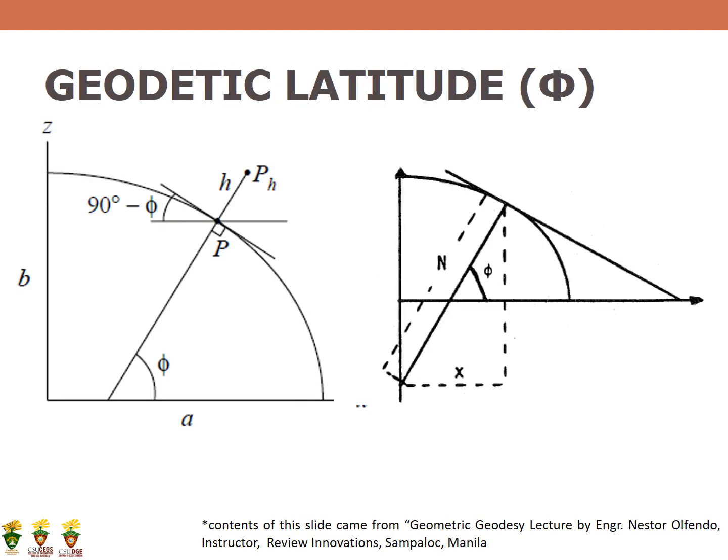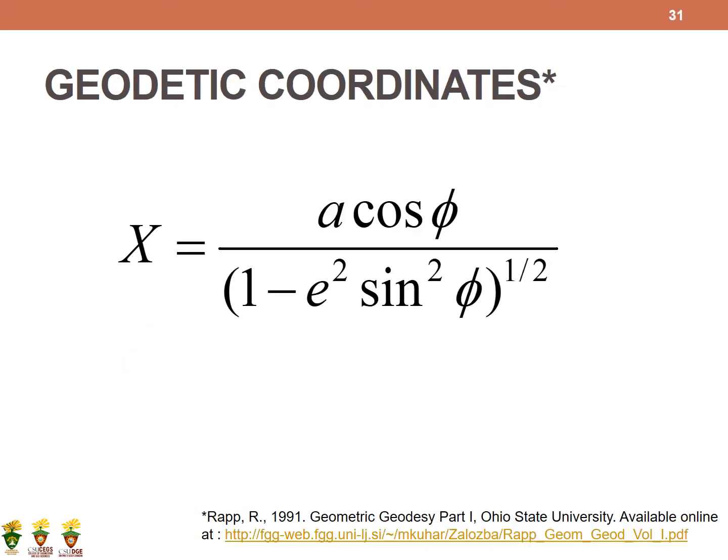So if we differentiate it, the N is from the point going toward where it intersects the z-axis. So that's the normal prime vertical radius. This one in red, that's the N. And this is the geodetic latitude, the geodetic coordinates. So therefore, from this formula, x is equal to a cosine theta all over 1 minus e squared sine squared theta raised to the power of 1/2.